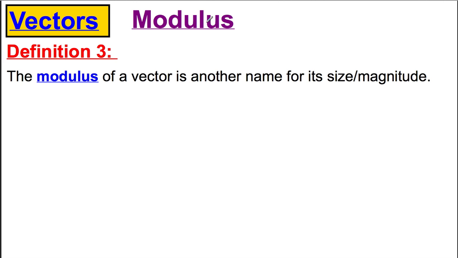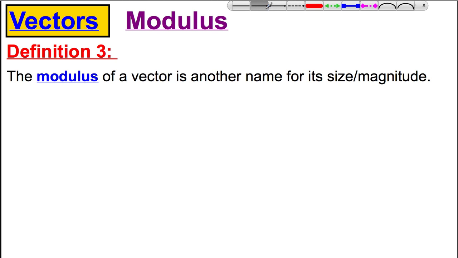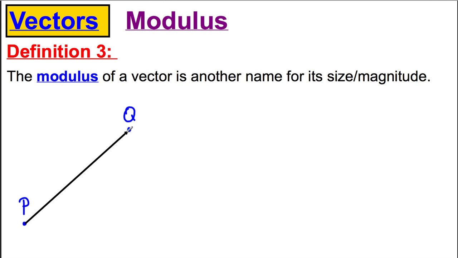Okay, the next definition, the modulus of a vector. Definition 3, the modulus of a vector is another name for its size or magnitude. So what I mean by that is, let's say we have a vector, going again from P here to Q here. And we draw a picture, there's our arrow, and we call that vector a little a. Now, the modulus of this vector is how long this is. How far is it along this line between P and Q?